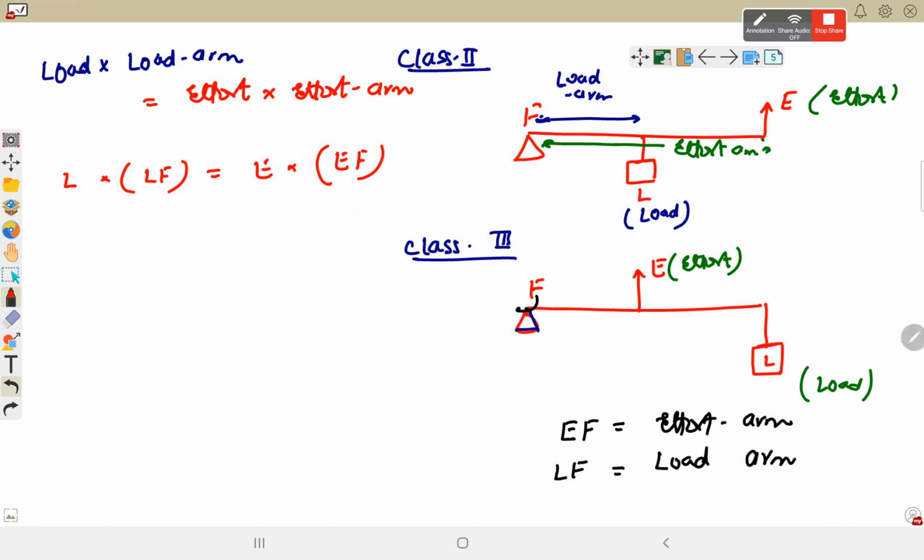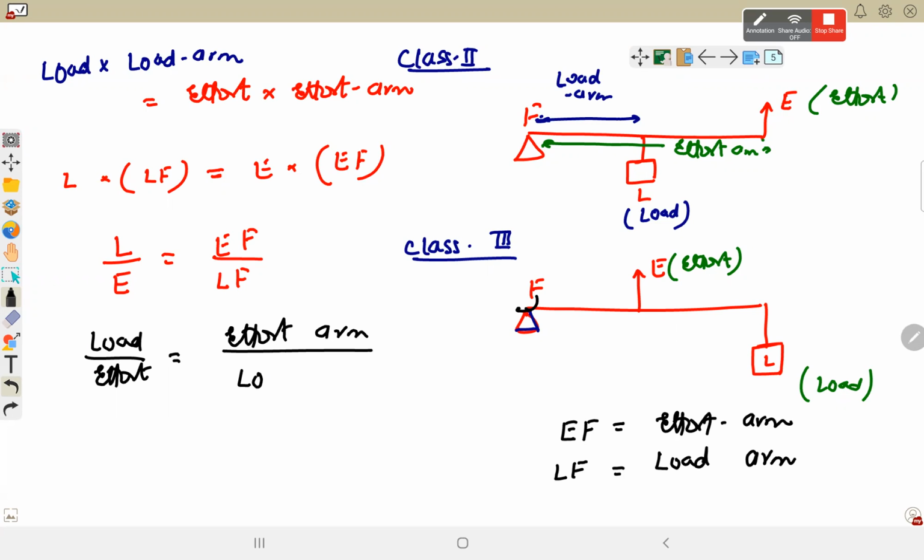So from here we get the relation of load and effort, and it has nothing to do with whether it is ideal or not. This has to be always overcome. Load to effort ratio is equal to effort to fulcrum divided by load to fulcrum. So the load to effort ratio is effort arm to load arm.